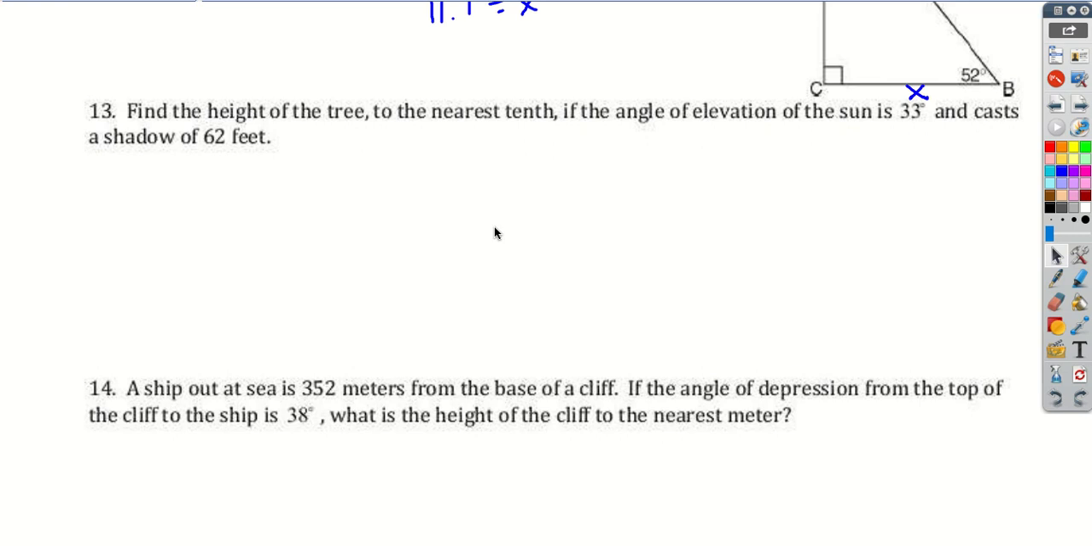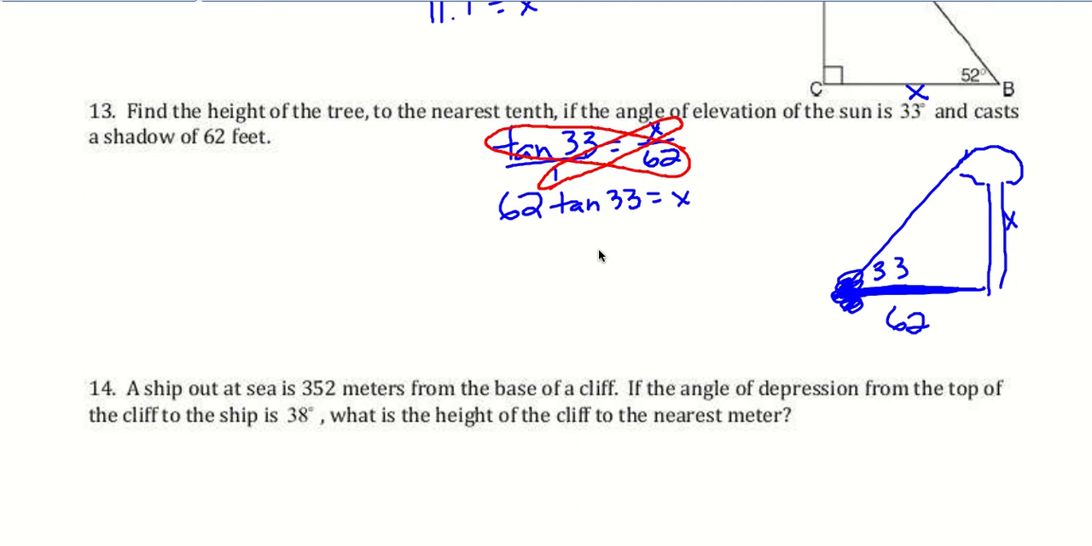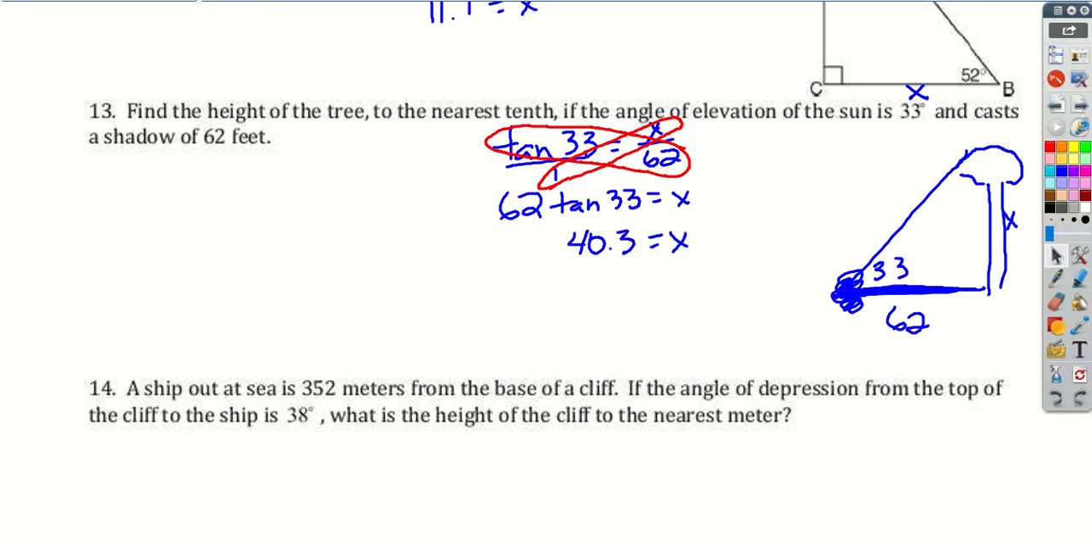Number 13, the height of a tree to the nearest tenth. So we're going to draw a picture. Tree, shadow, angle of elevation formed to the bottom corner. The shadow is 62 feet long. So we want to know what the height of the tree is. So once again, we're going to use our trig. So here's our angle. We have opposite and adjacent. So I'm going to bust out with tangent. The opposite is x over 62. Because I'm looking for a side, we're going to go ahead and cross multiply. 1 times x, 62 tangent of 33. This gets typed in the calculator, and we get 40.3.